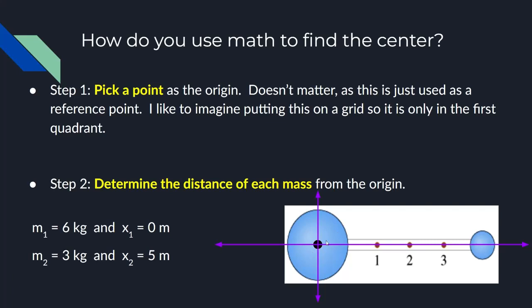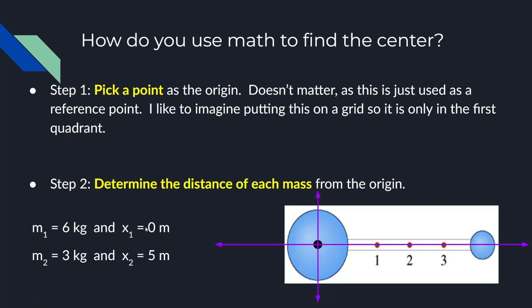So that's why you want to make it so that you're as far left and far down as possible so that every distance is positive. Once you pick your point, what you're going to do is find the distance of each mass from that reference point. Now, this reference point is being placed in the very middle of the 6 kilogram object, because remember, all this other mass doesn't matter. All that matters is where the center is.